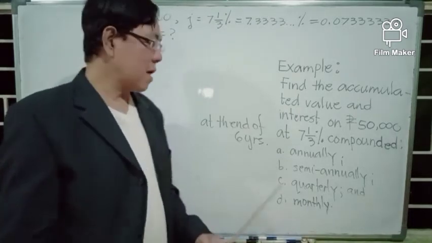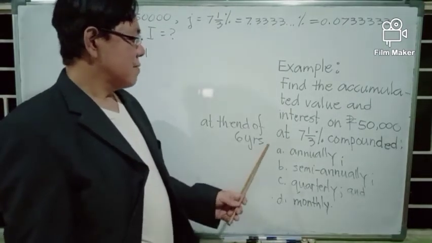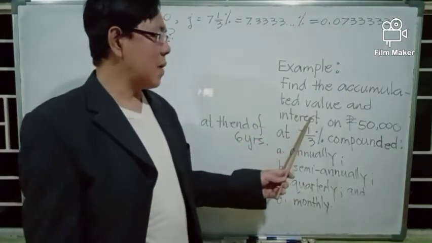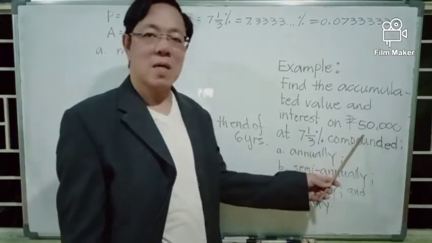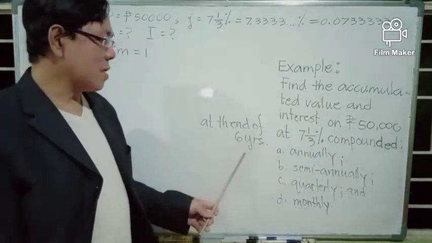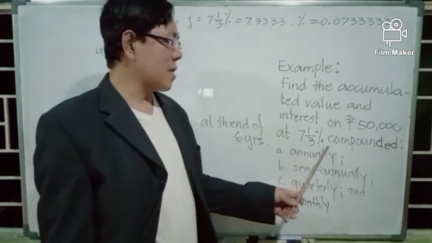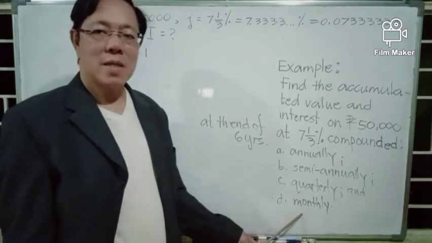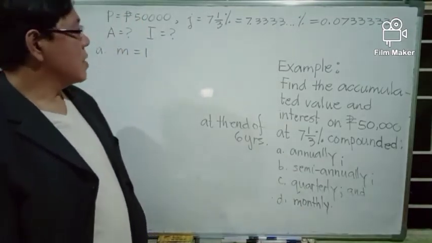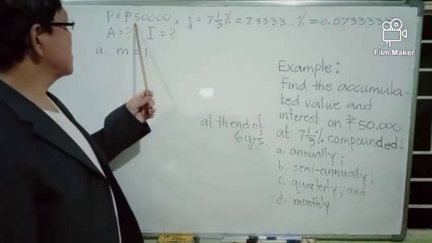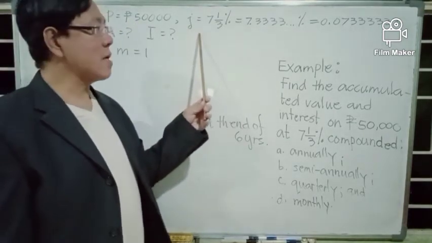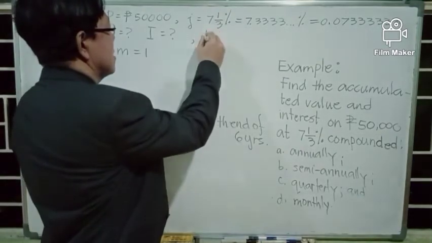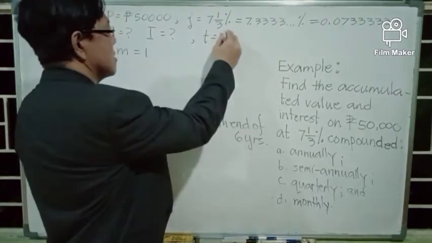I have added the time, 6 years. Now our problem reads: find the accumulated value and interest on 50,000 pesos at the end of 6 years at 7 1/3% compounded annually, semi-annually, quarterly, and monthly. The information given should be the principal, the compound interest rate, and the time T in years. And the time T in years is 6 years.